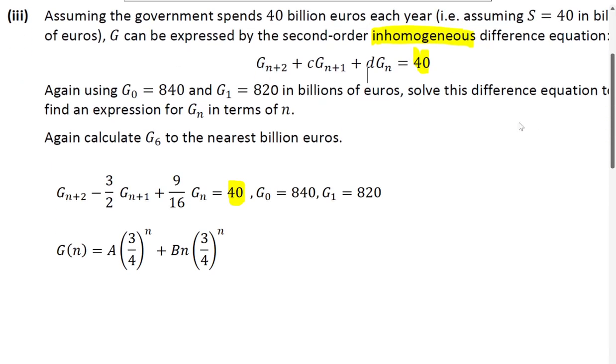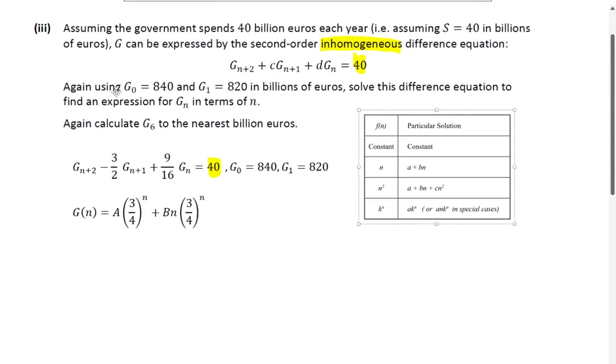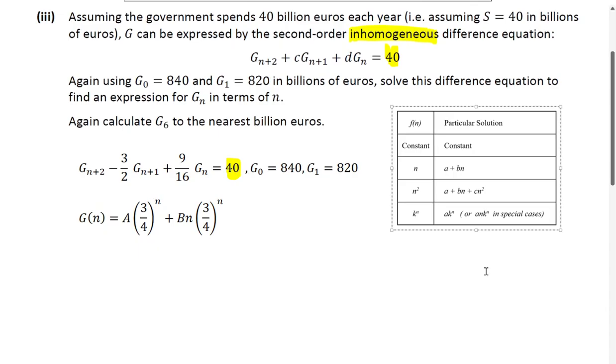So what we have to do is write down what we call a particular solution, which is just a standard form for a solution of an inhomogeneous part. With these things, we guess what we think is going to work. I'm hoping it works first time, and if not, we just try the next one. I'm going to try a constant, because the inhomogeneous part is a constant. It's 40.